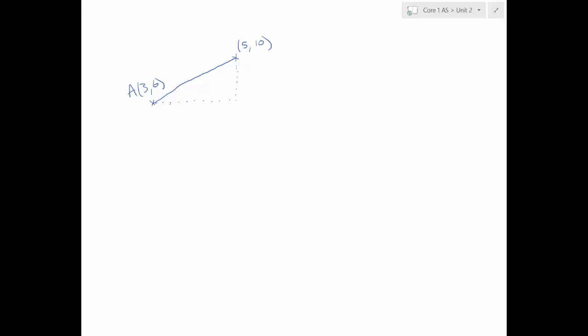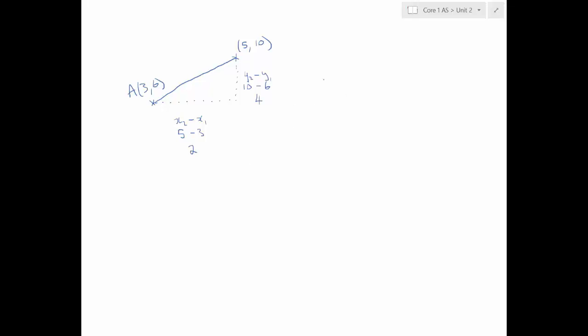So to do that, we need to work out just how far across we're going and just how far up we're going. So just like when we were working out the distance of a line, we end up doing x2 minus x1, which in this case is 5 minus 3, which is 2, so we've ended up going 2 across. And here we do y2 minus y1, which is 10 minus 6, which gives us 4.